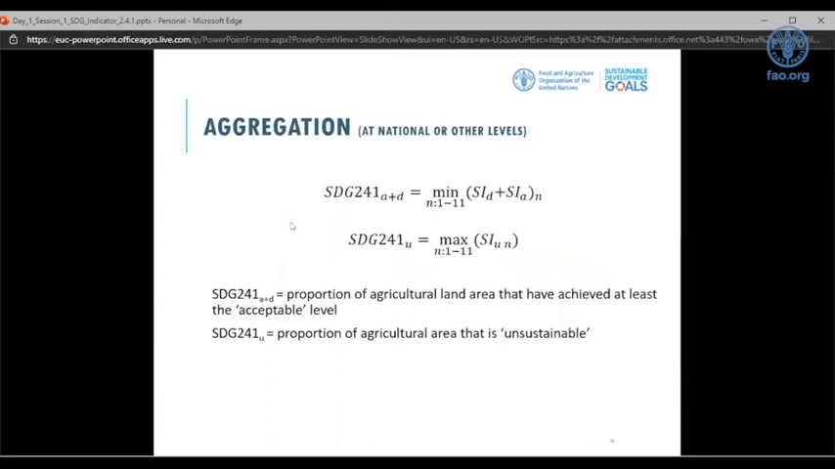Now, the performance of countries over time can be measured by the change in proportion of agriculture area that is unsustainable, or conversely by tracking the value of this formula. In case we are focused on tracking the level of unsustainability, then an increase in the value of this formula over time will indicate further degradation while a decrease in the value of this formula will indicate improvement.